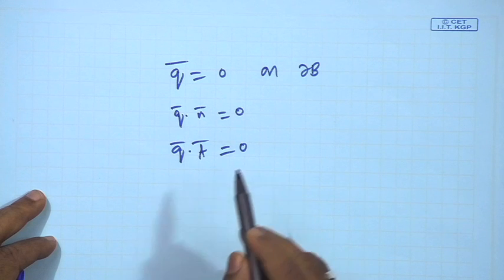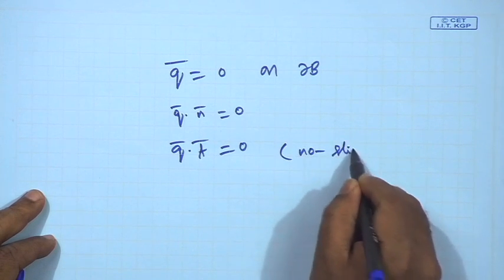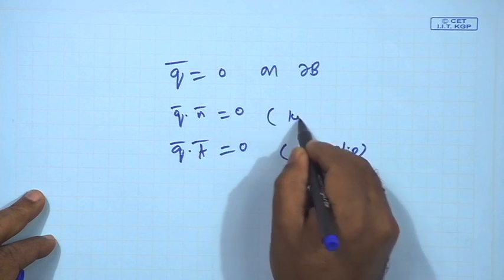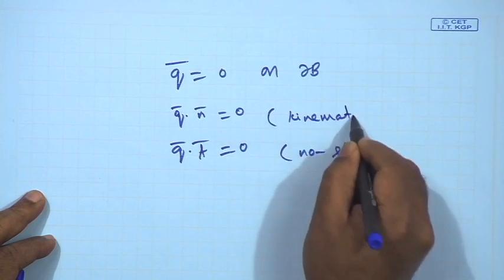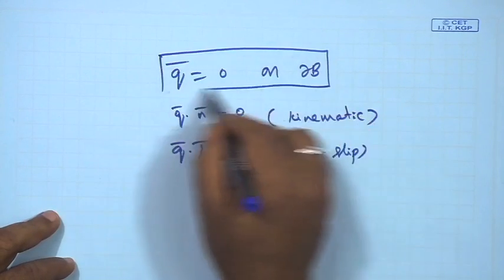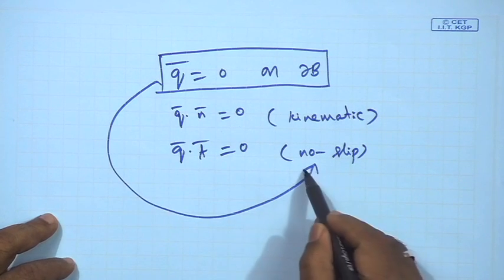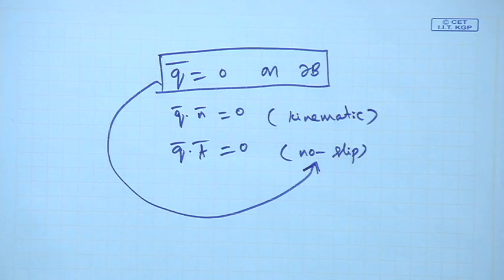But strictly speaking, this is called no slip, whereas this is kinematic. But most of the time people misuse it and mention, in a loose sense, that no slip means q is 0. Strictly, if you want to categorize, the normal is called the kinematic condition and the tangential is called the no slip condition. So now let us come back to our exterior flow case.